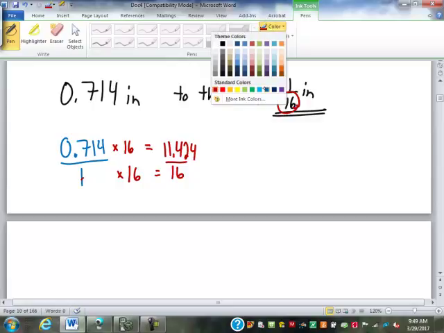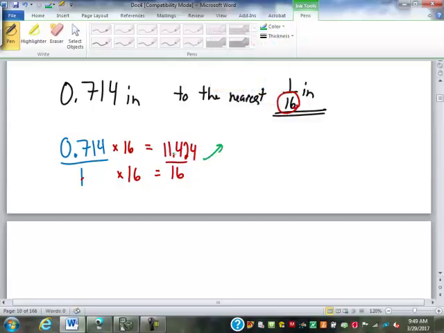What this is telling us is we're over 11 sixteenths. So we're between 11 sixteenths and 12 sixteenths. Which one are we closer to? 11, because it's 11.4. So if we were rounding to the nearest 1, we would round down to 11. So 0.714 inches is closest to 11 sixteenths if we're going to the nearest 16th of an inch.